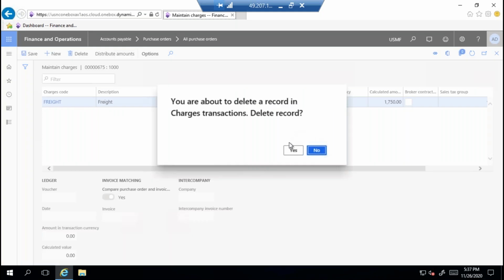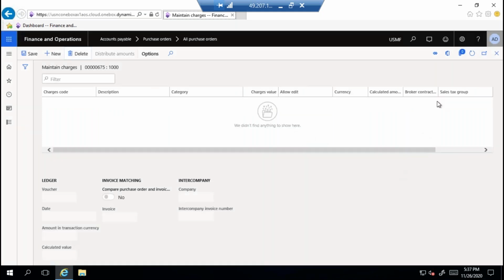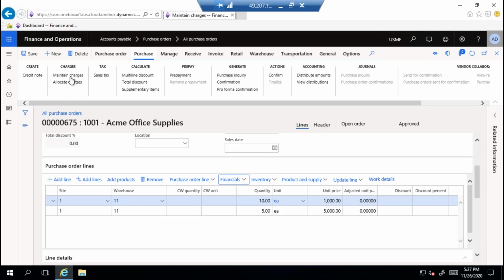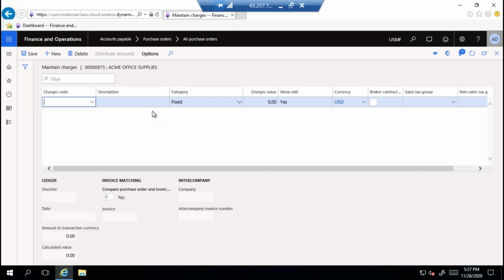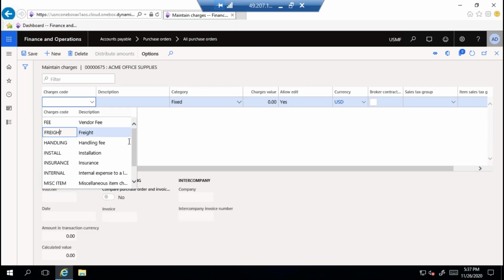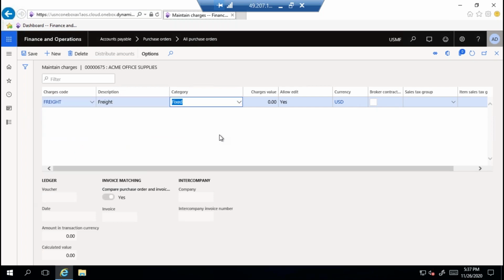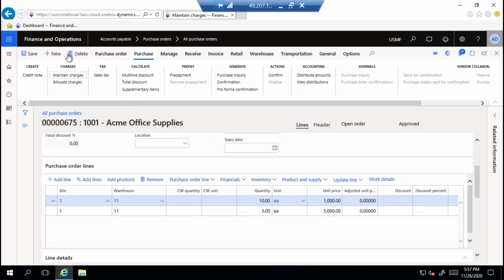So there is no charges now. I have deleted all. There is no charges. What I did, suppose for this transportation charges or freight charges, it is 3,500 I have entered. If I have entered the truck charges in the header level, I cannot proceed further with the purchase order.